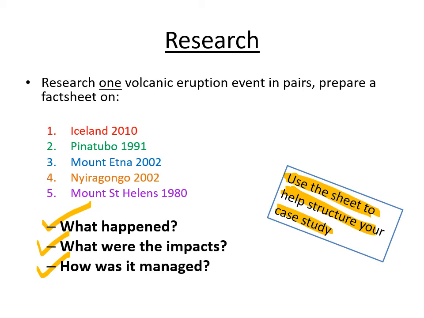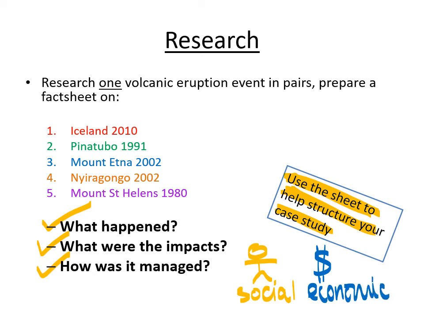Think about what kind of plate boundary it was for the what happened, when it was, who was affected, and which country it happened in. Then what were the impacts, so how were people affected? Social impacts are all about people and how humans are affected. Then we have economic, which is all about money, so think about your economic impacts. And then we also have environmental impacts, which is all about nature and the natural environment. Split those impacts into those three categories, and then think about how it was managed.